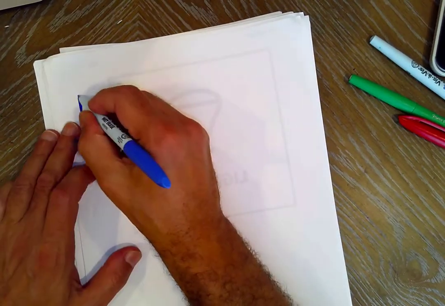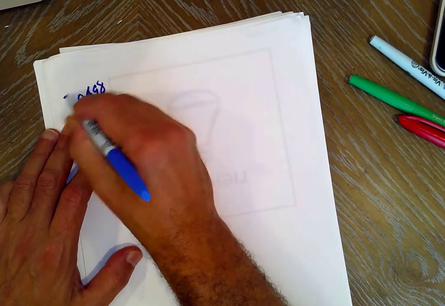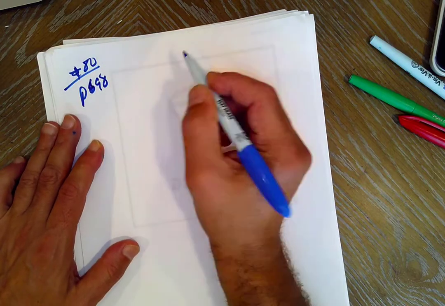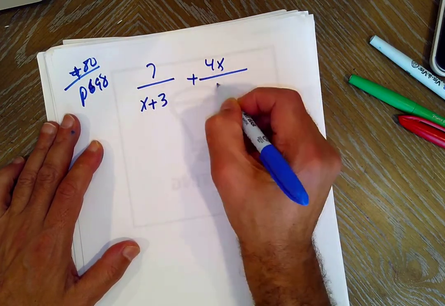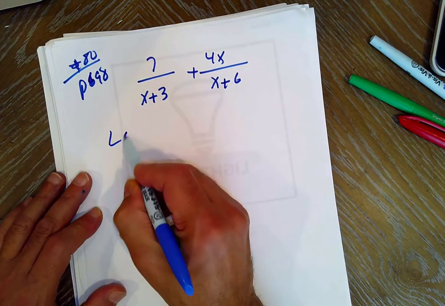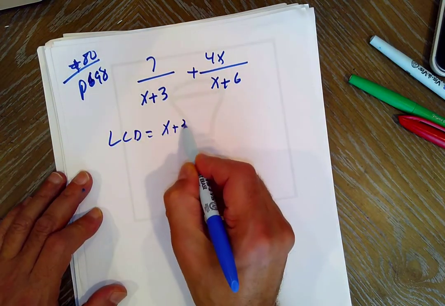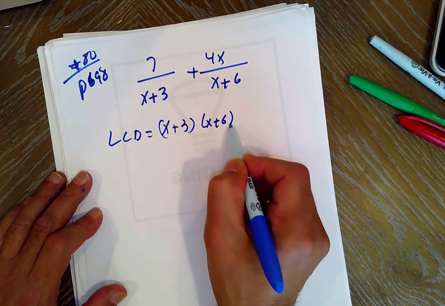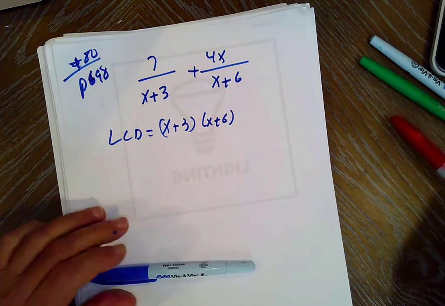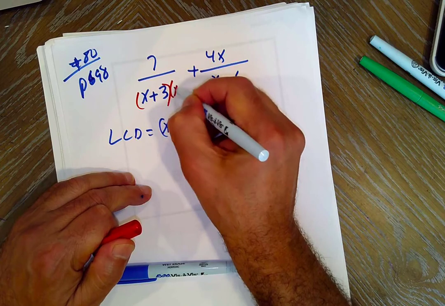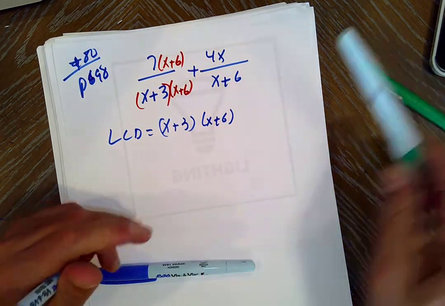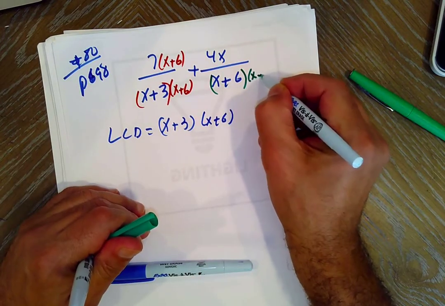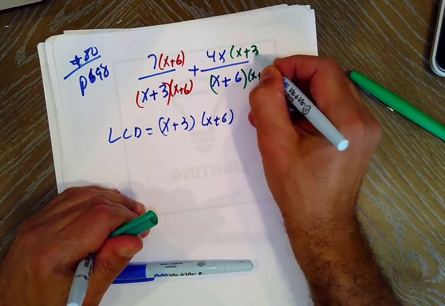Alright, page 698, number 80. Page 698, number 80. 7 over x plus 3 plus 4x over x plus 6. Again, the LCD is x plus 3 times x plus 6. So we're going to times the first one by x plus 6, top and bottom. And the second one by x plus 3, top and bottom, to get the same LCD.